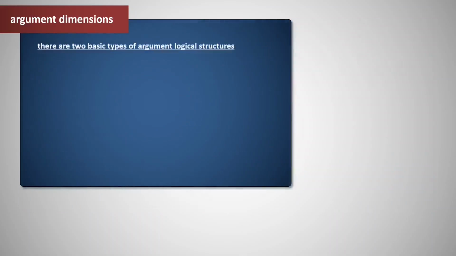Now, in addition to that, there are two basic types of argument logical structures, and what this is talking about is that logical structures determine the strength of the link between the premises and conclusions. So what kind of logical structure you have is going to be a factor in terms of how well or how strongly your premises lead to your conclusion.